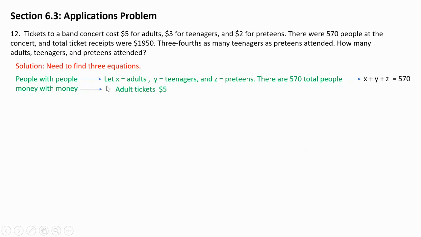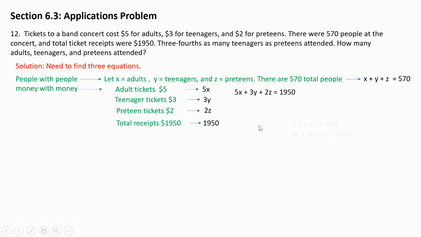Now we do money with money. Adult tickets are $5, so that means it's going to be 5x, because adults is x. Now for the teenagers, it's $3. Since y represents teenagers, it's going to be 3y. In a similar manner, preteen tickets are $2, and since z represents preteens, it's going to be 2z. So 5x plus 3y plus 2z equals the total revenue. So we add those, and that'll be equation 2. So I found my first 2 equations.